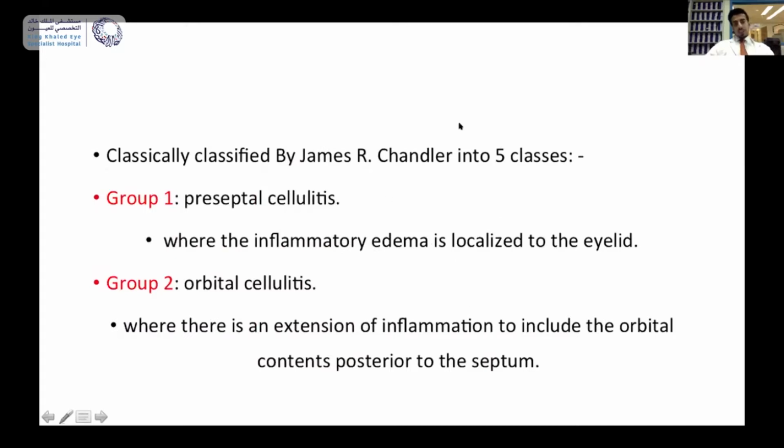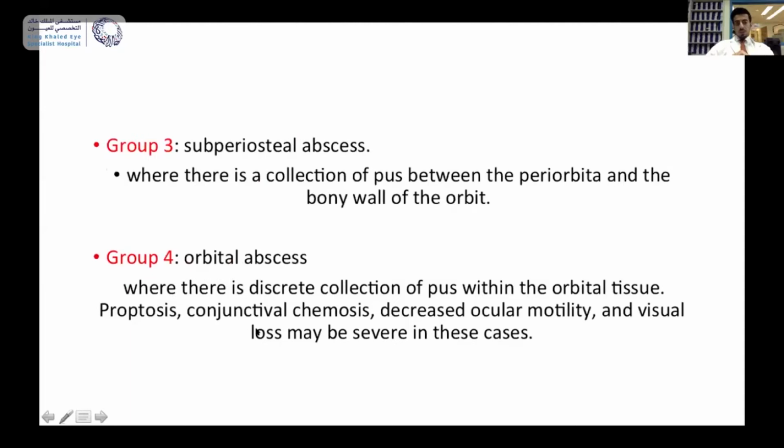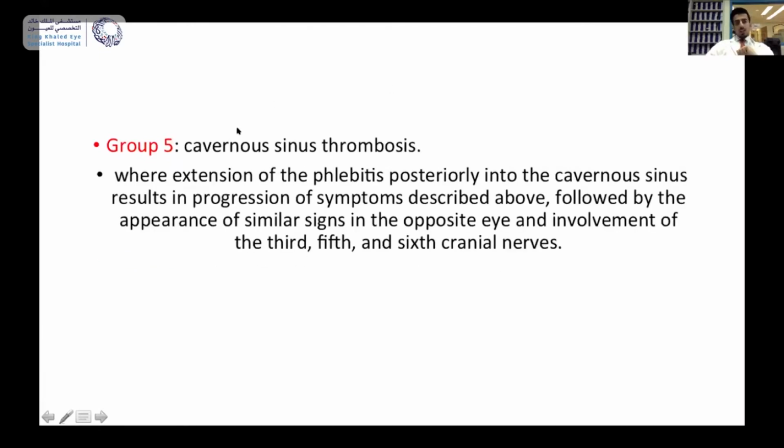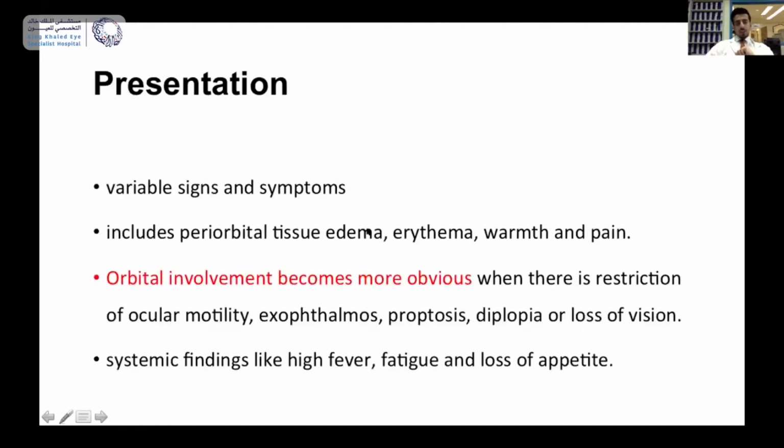It was classically classified by Chandler into 5 classes: Group 1, preseptal cellulitis; Group 2, orbital cellulitis; Group 3, subperiosteal abscess; Group 4, when they have orbital abscess or discrete collection of pus within the orbital tissue; and Group 5, when they have cavernous sinus thrombosis.